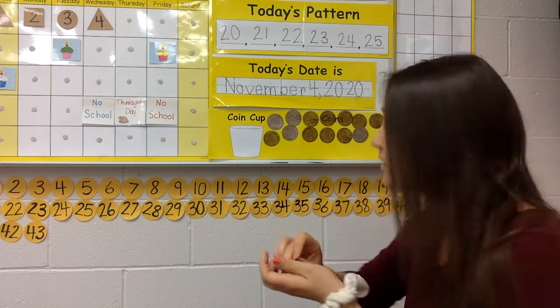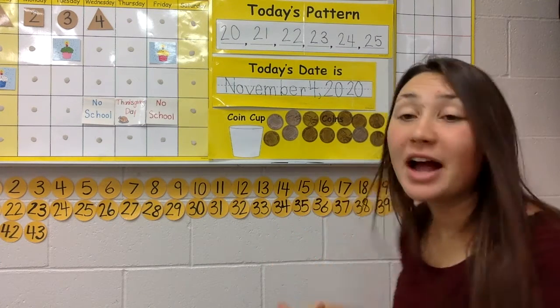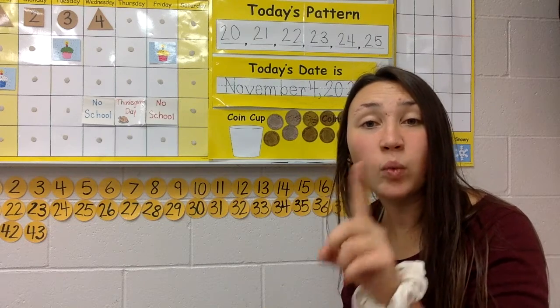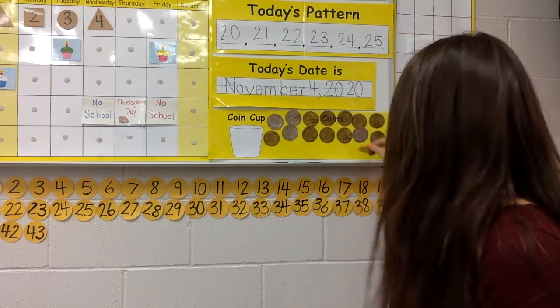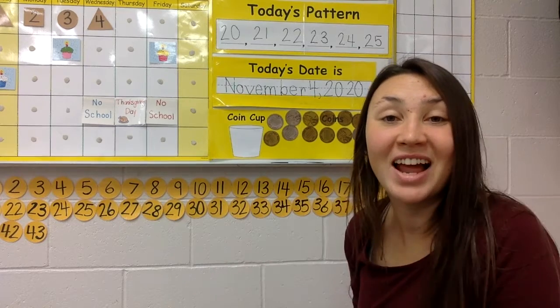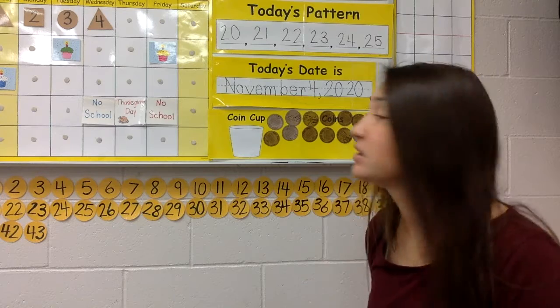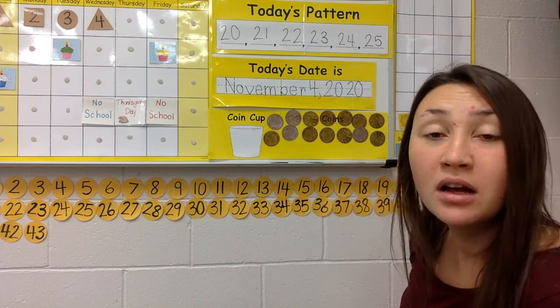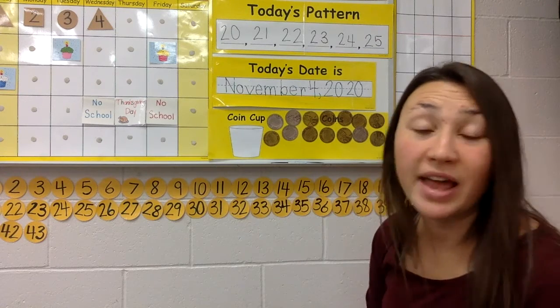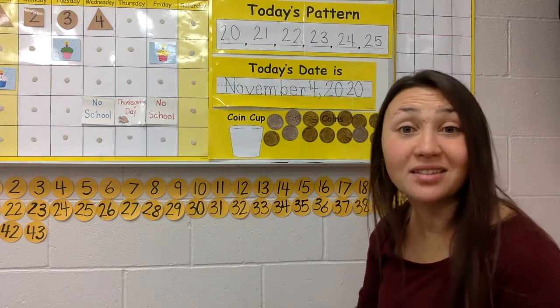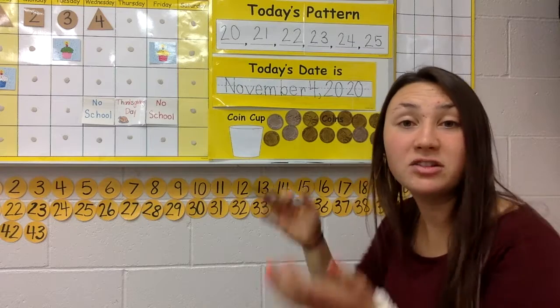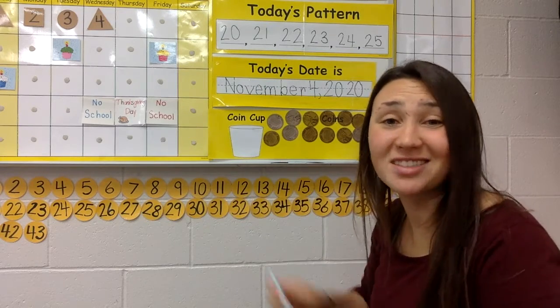Yeah, 14 pennies. Now, do you remember how much money is in 1 penny? How much each penny is worth? Yeah, every penny is worth 1 cent. So if each penny is 1 cent and we have 14 pennies, how many cents do we have? 14 cents. Yeah, if we have 14 pennies and each one is 1 cent, we have 14 cents.